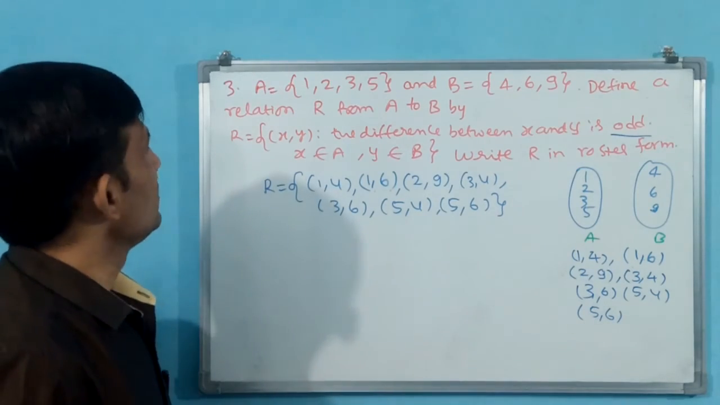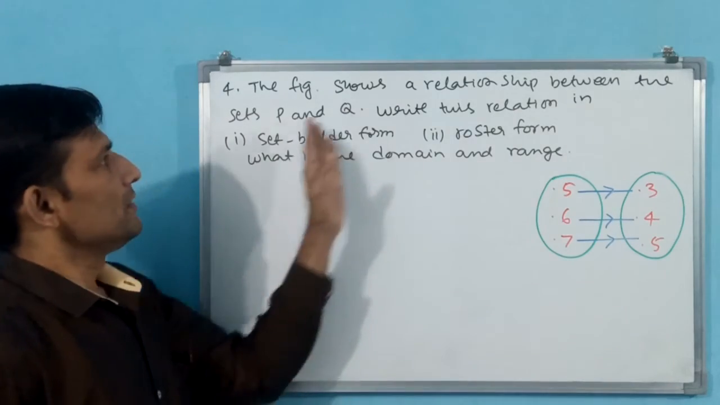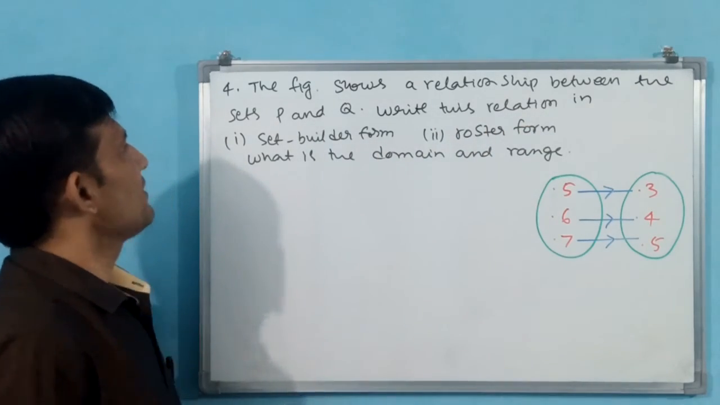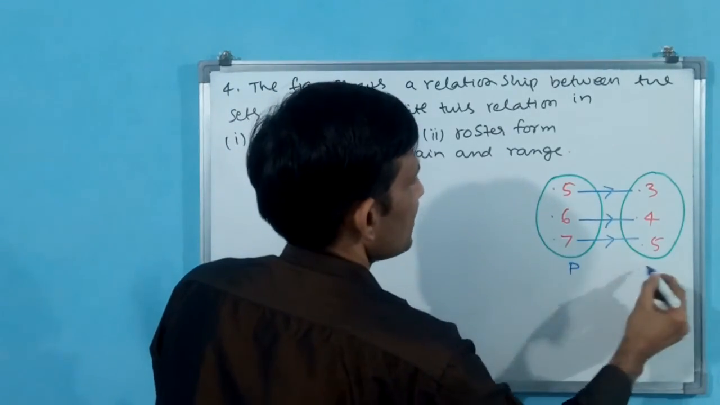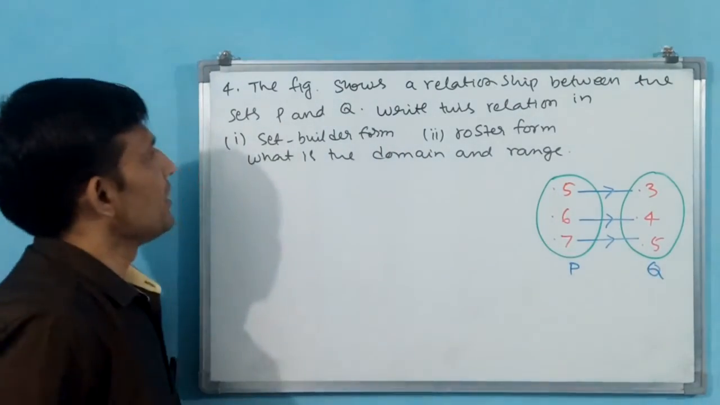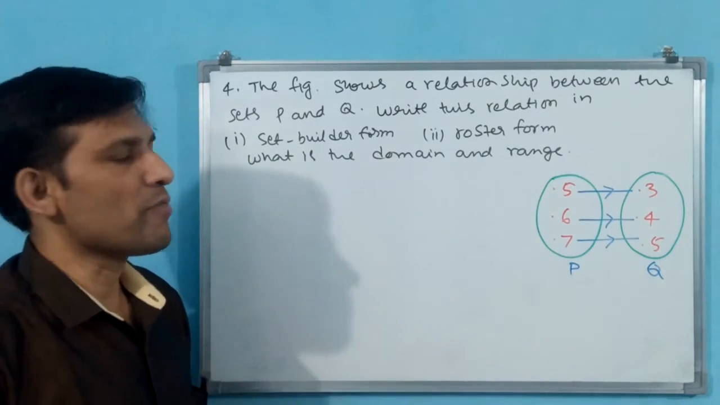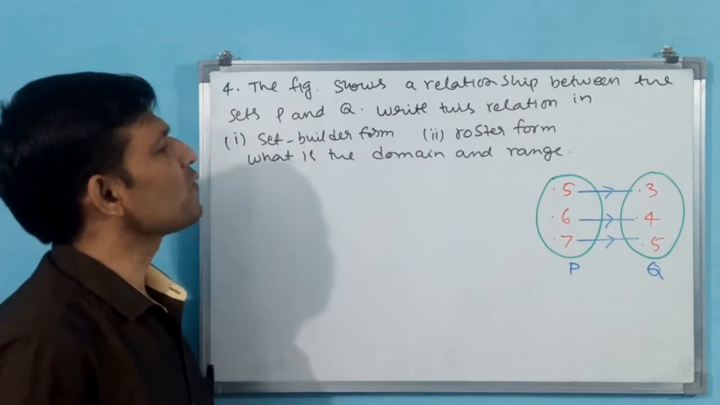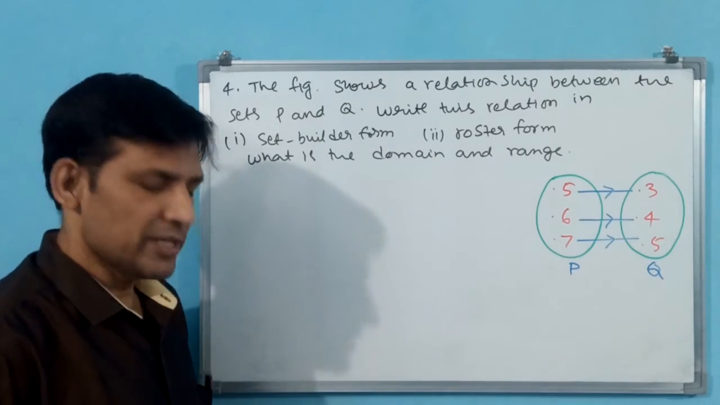Okay, now we go for the fourth question. See the fourth question. The figure shows a relationship between the sets P and Q. This is P and this is Q. Write this relation in set builder form and roster form. What is the domain and range is also asked. First we write roster form, that is very easy. Then we will see set builder form also.